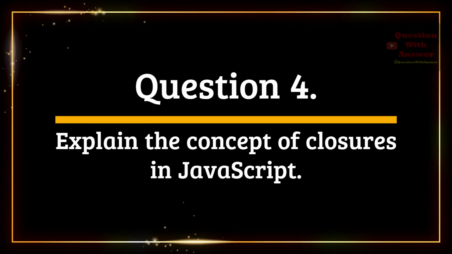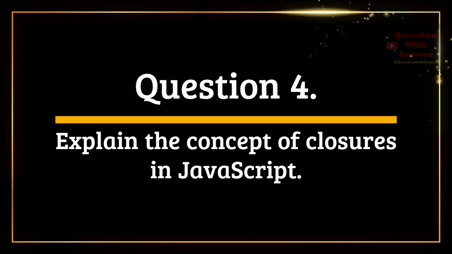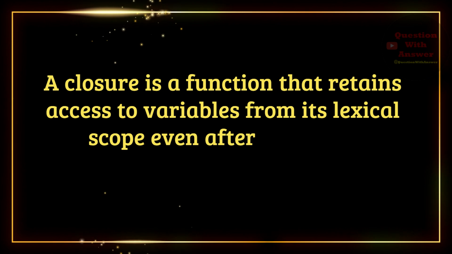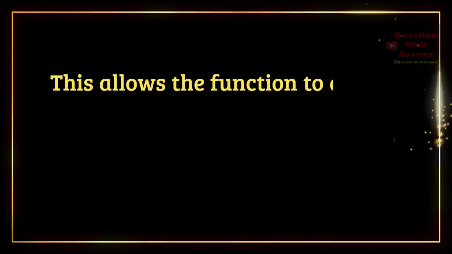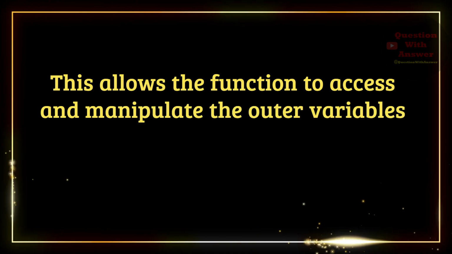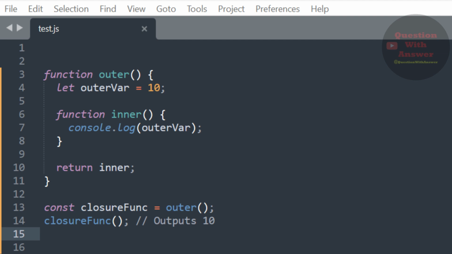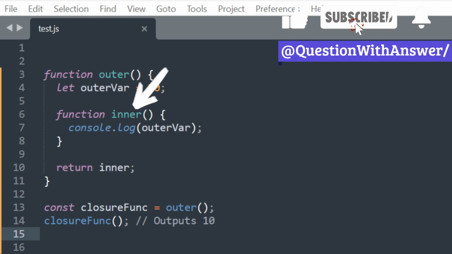Question 4. Explain the concept of closures in JavaScript. Answer. A closure is a function that retains access to variables from its lexical scope even after the scope has finished executing. This allows the function to access and manipulate the outer variables even when called outside of their original scope. Here is the example of closure in JavaScript. In this example, inner is a closure as it has access to outer var even after outer has finished executing.